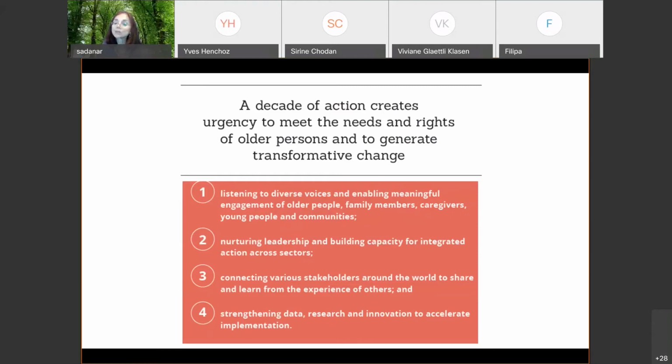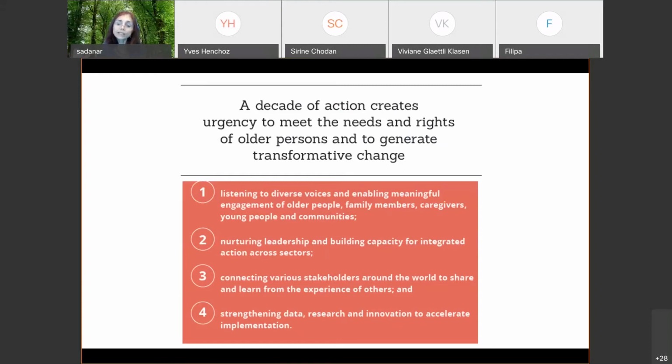So besides those 4 specific action areas, the Decade Action Plan also identifies enablers that should be cross-cutting, that we should think about as we're trying to put these actions into place. One is really listening to the diverse voices of older people, but also those around them, not only older people. We also have to nurture leadership and build capacity. And this is at the national level, but also at the local level.